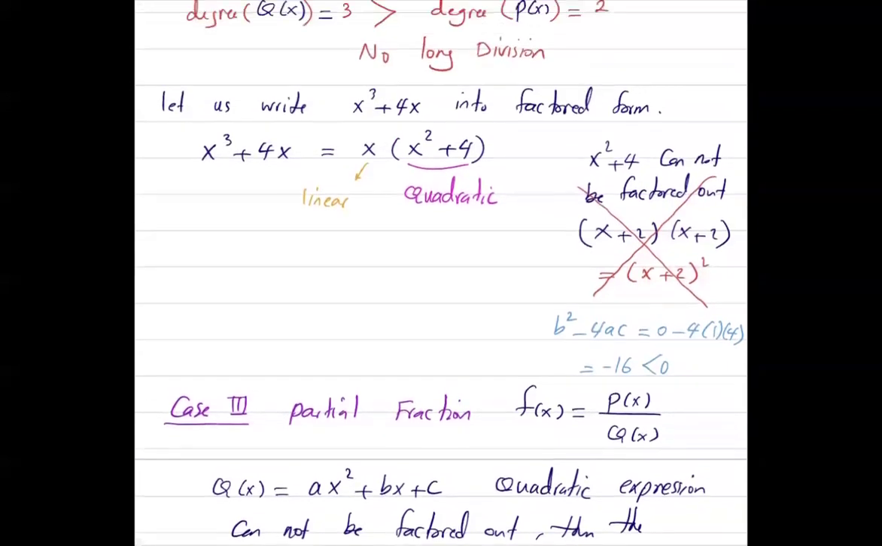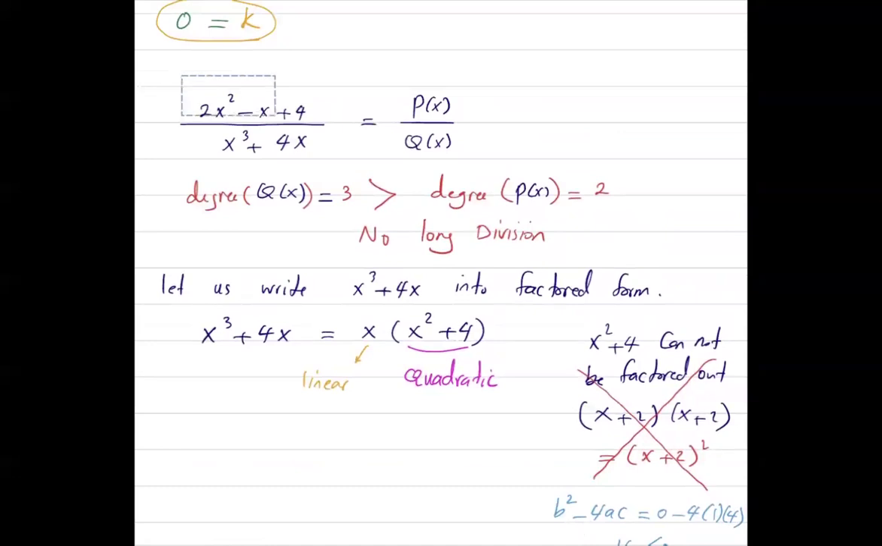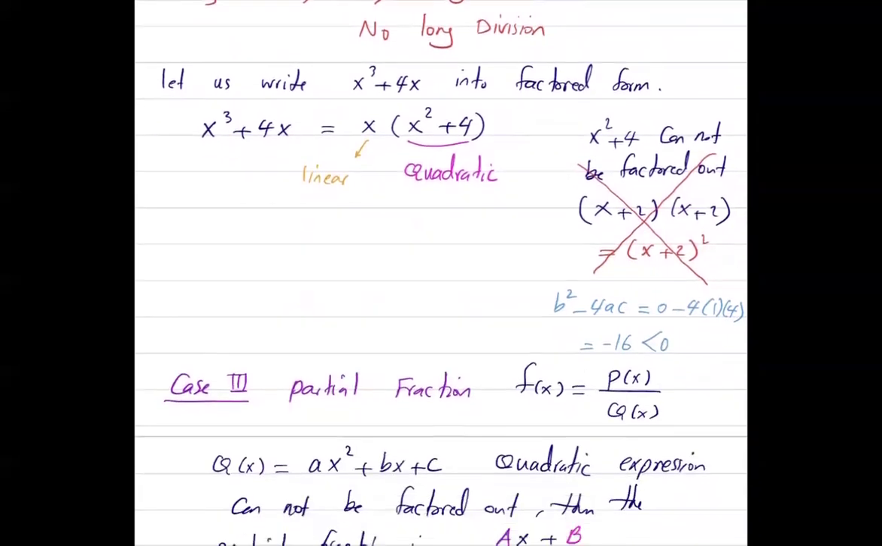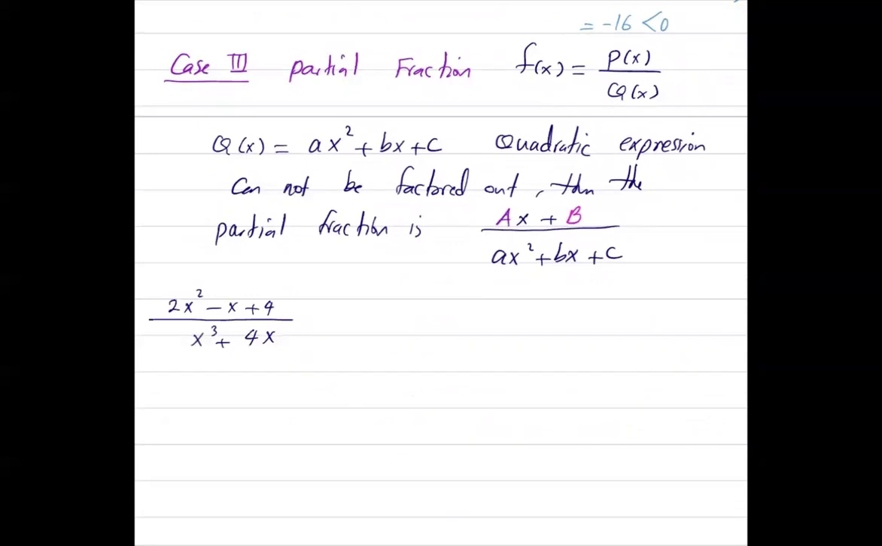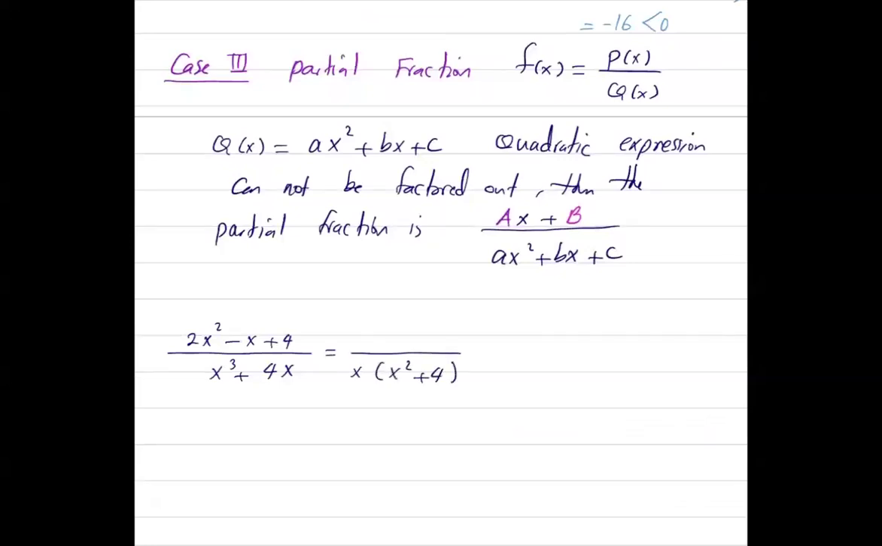So let's go back to our question. You have 2x squared minus x plus 4 divided by x cubed plus 4x. First of all, remember that your denominator is x times x squared plus 4. So we have to think about the linear expression as well. For the linear expression, let us use a value, for example d, divided by x, plus, for the x squared plus 4 part, ax plus b over x squared plus 4.